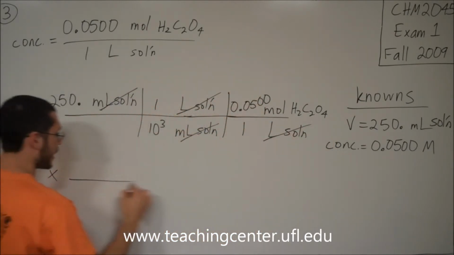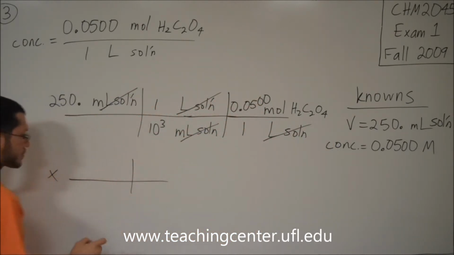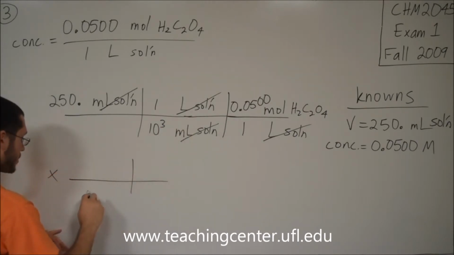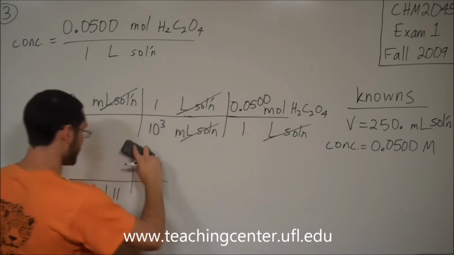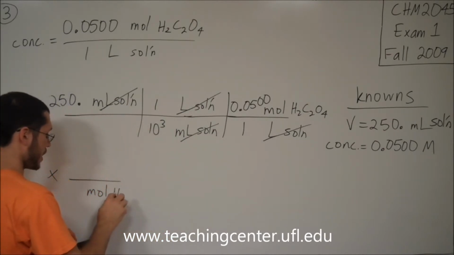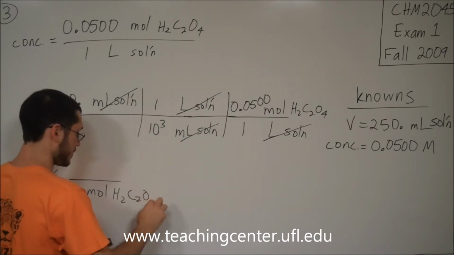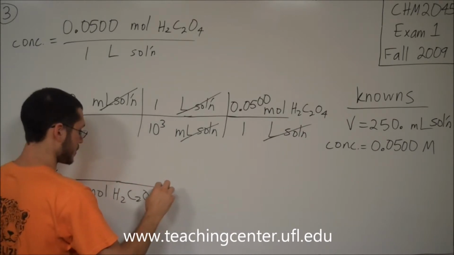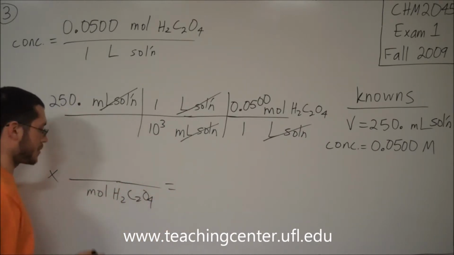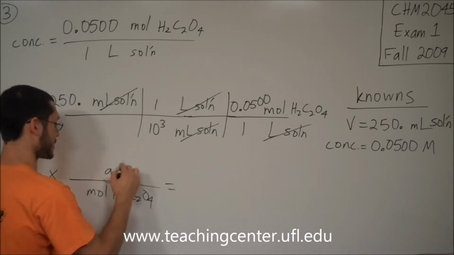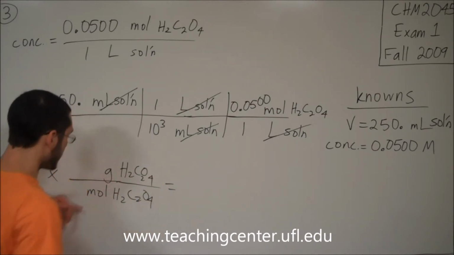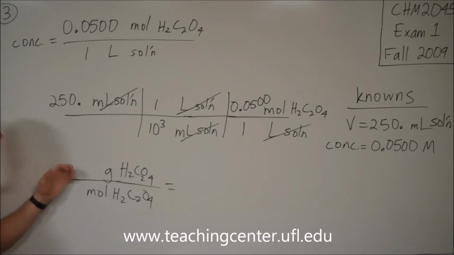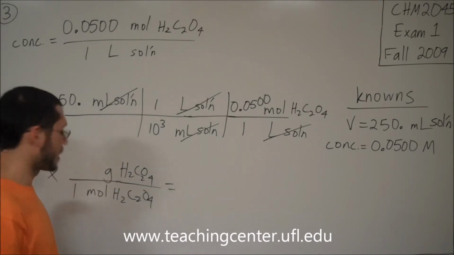And now I'm continuing the conversion. I have moles, so I need to put moles on the bottom. Moles of H2C2O4. And then what do I need up top? I'm looking for grams of oxalic acid, ultimately. H2C2O4. Do I know this ratio? Do I know how many grams are in 1 mole of oxalic acid? Oh, in fact I do. How do I do that?